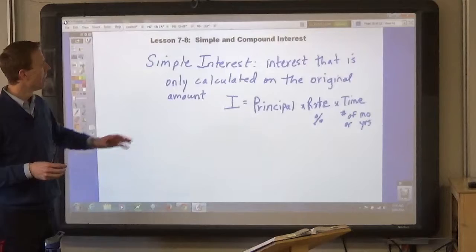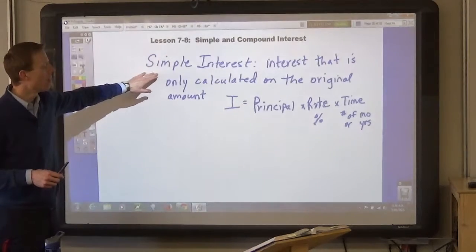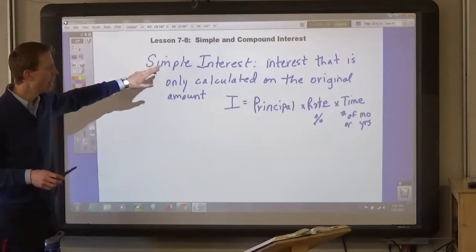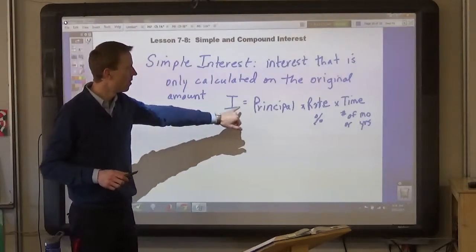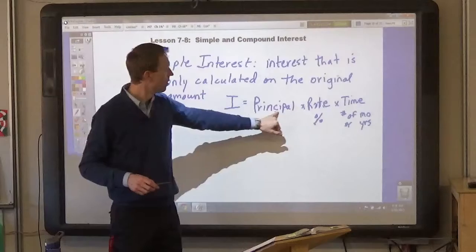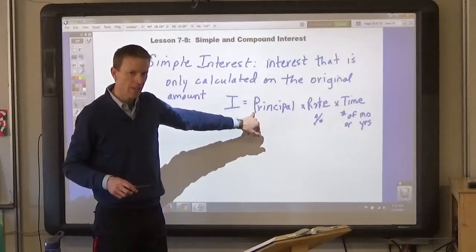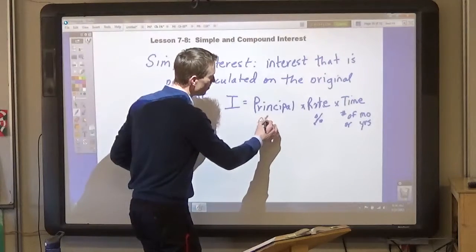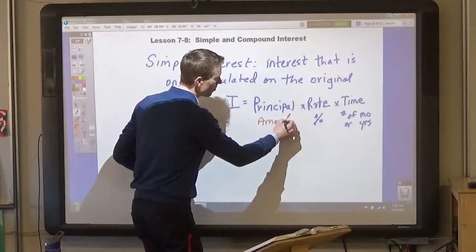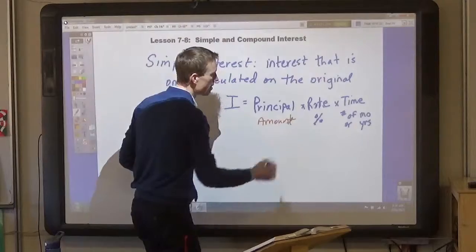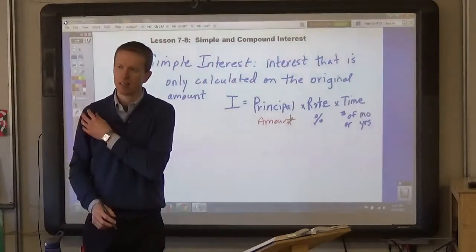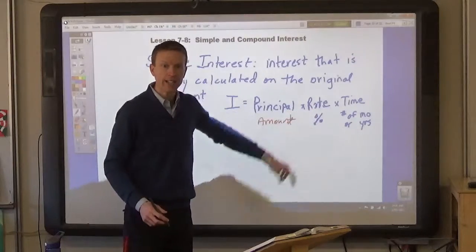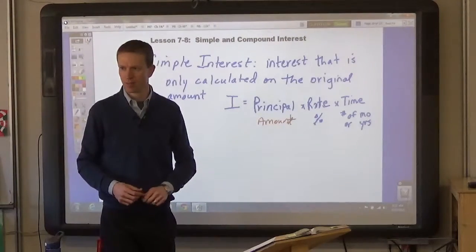Okay? We're talking about something that is called simple interest. Interest that is paid just one time, and it's based on this formula. The principal, which is the amount of money, okay, maybe it's the balance. The principal times the rate. The rate is the interest rate.